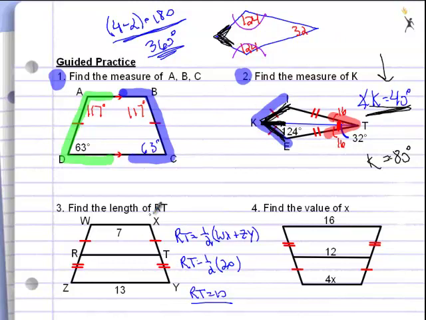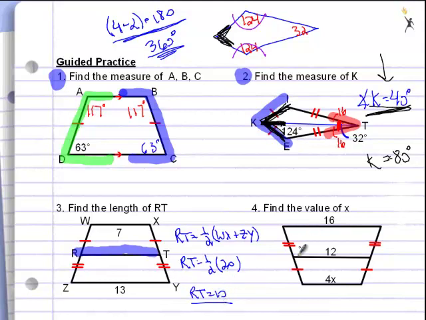Now let's look down at number 3 and number 4 very quickly. Number 3 and number 4 deal with the mid-segment, where the mid-segment is 1/2 the distance of the top and bottom added together. So I wrote this little geometry expression: RT, my mid-segment, is 1/2 of the top, WX, plus the bottom, ZY. Then I substituted in WX is 7 and ZY is 13. When I add those two together, I get 20, which means RT is 1/2 of 20. RT is 10. Not too hard.